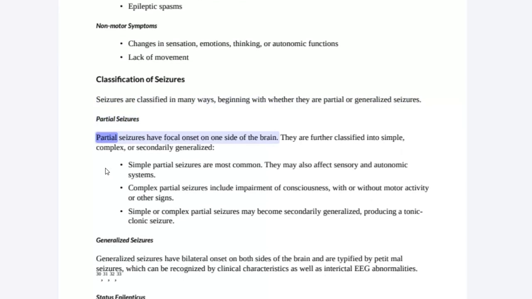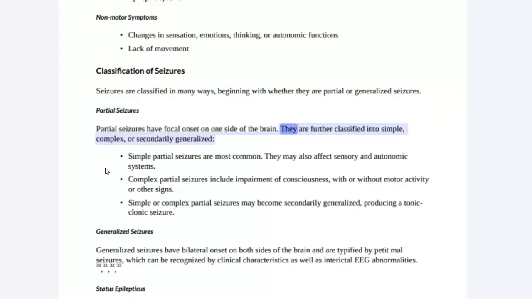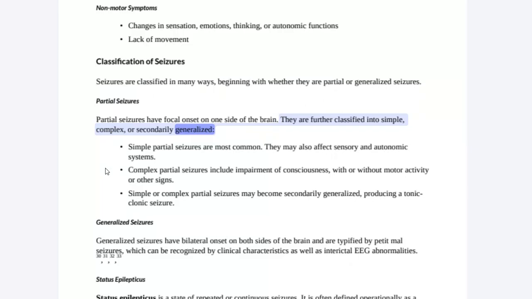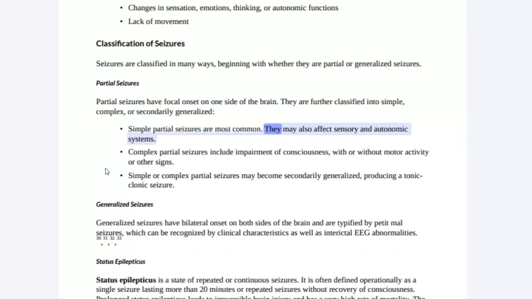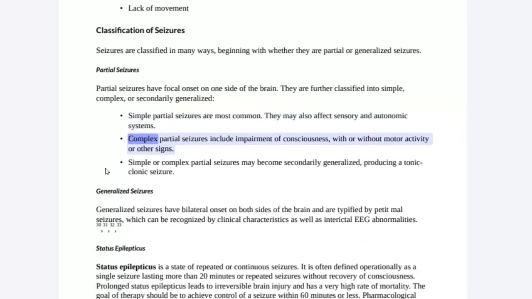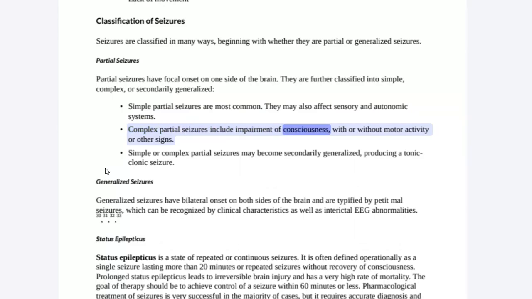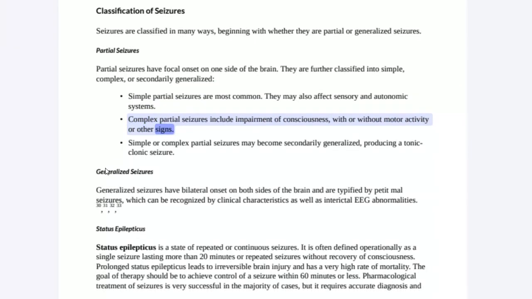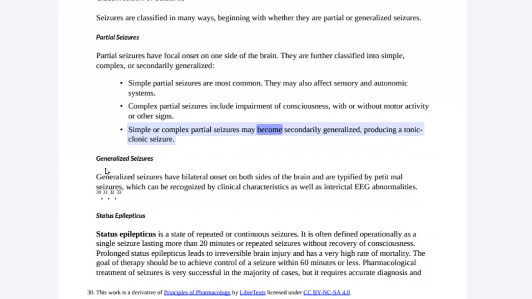Partial seizures. Partial seizures have focal onset on one side of the brain. They are further classified into simple, complex, or secondarily generalized. Simple partial seizures are most common. They may also affect sensory and autonomic systems. Complex partial seizures include impairment of consciousness, with or without motor activity or other signs. Simple or complex partial seizures may become secondarily generalized, producing a tonic-clonic seizure.